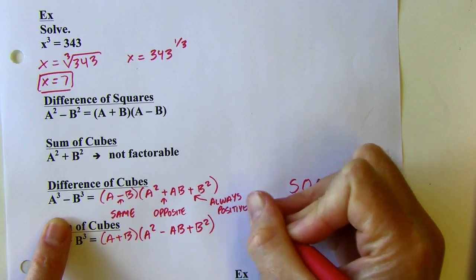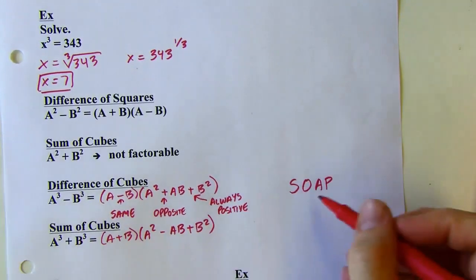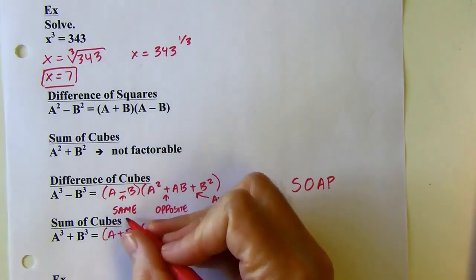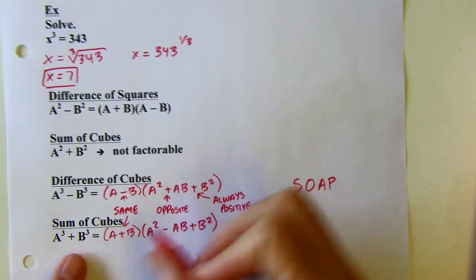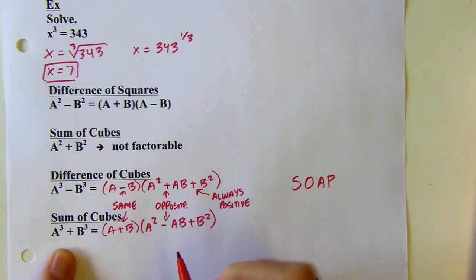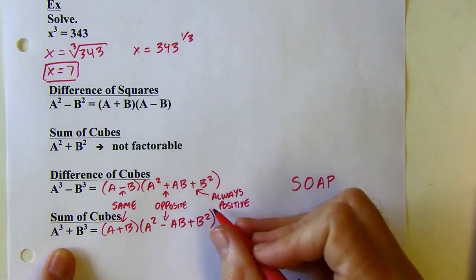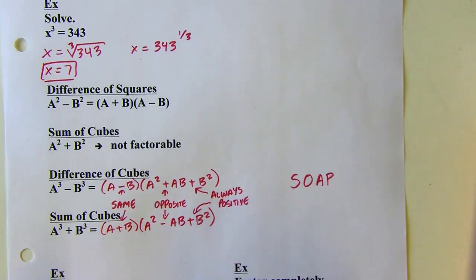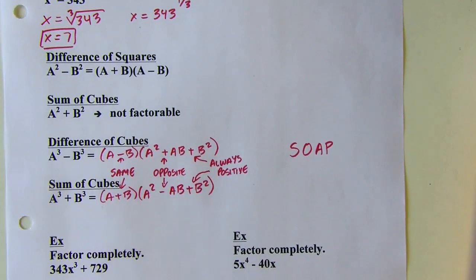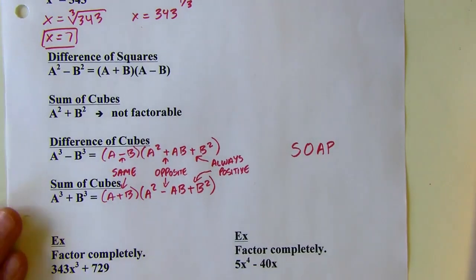Okay, and if you take your first letters, S-O-A-P, soap. So that same format works here, right? This would be the same as this original sign. This would be the opposite from the original sign, and then always positive is that last sign. Okay, so that's just a way to help you remember at least the signs in the formula. Okay, so let's try this out.